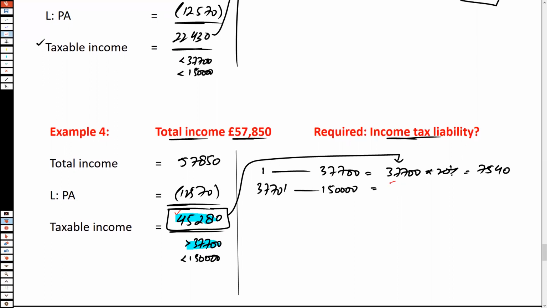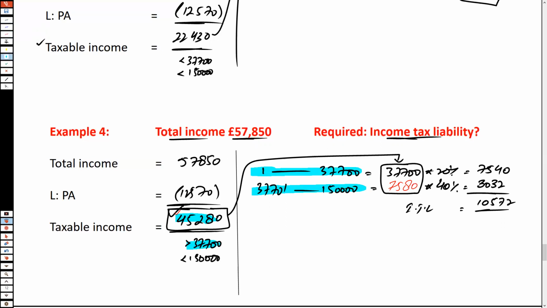So the difference of 7,580 is falling in this band limit, in the second band limit. It means the tax rate is 40%. 7,580 into 40% is giving you an amount of 3,032. By adding these two amounts, the total income tax liability is 10,572. For further confirmation purposes, the sum of these two values should be equal to your total taxable income. So this is how we need to follow the tax band limits.